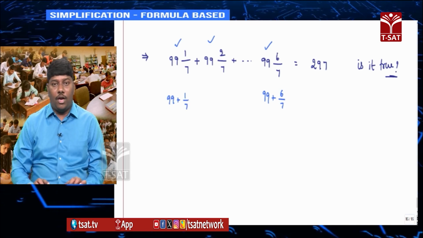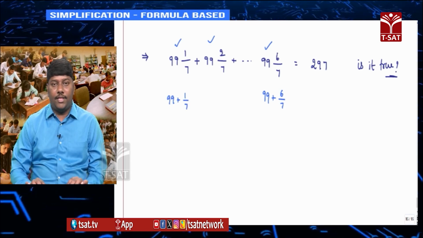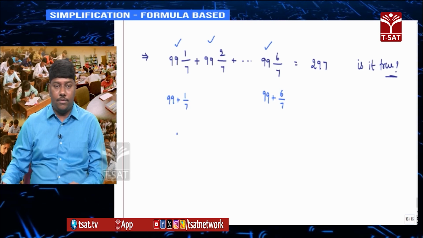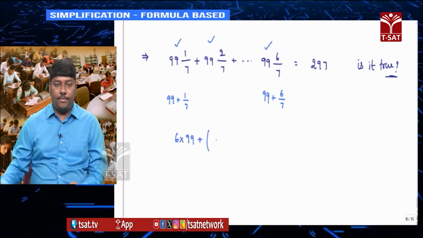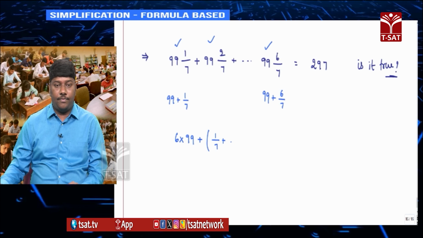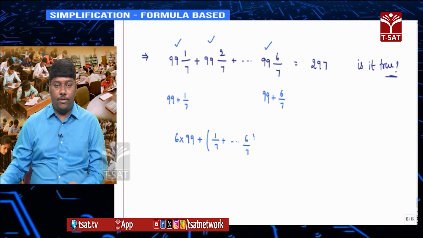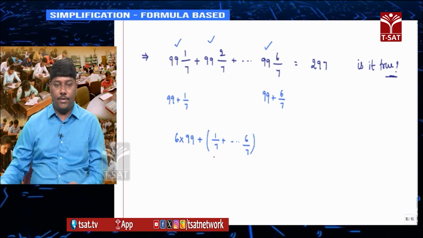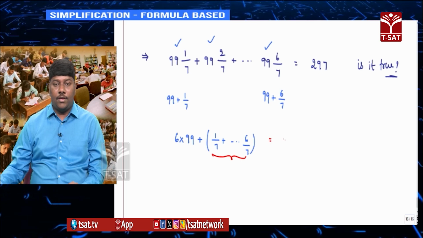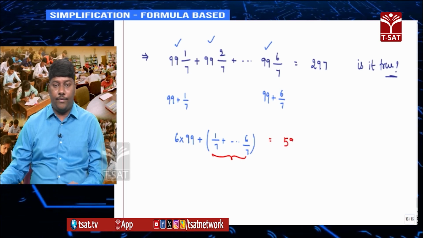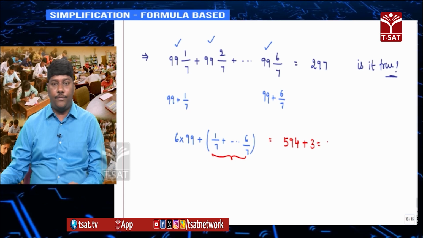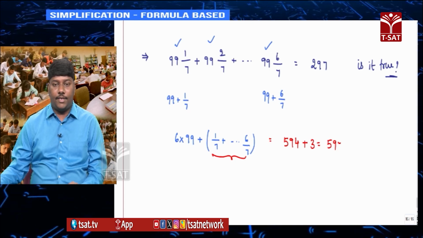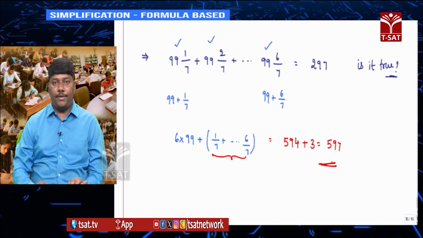Therefore, if you take 99 out, there are 6 99s. Therefore, write down 6 into 99. Then after that write 1 by 7 plus 2 by 7 and so on to 6 by 7. We know this fraction sum is 3 because it is 21 by 7. So this is 594 plus 3. Answer is 597. This is how you have to simplify it.